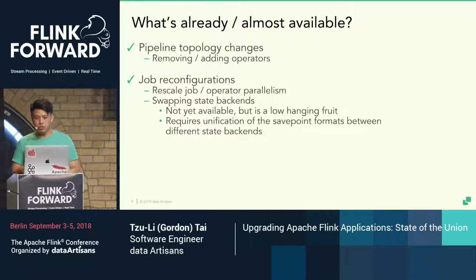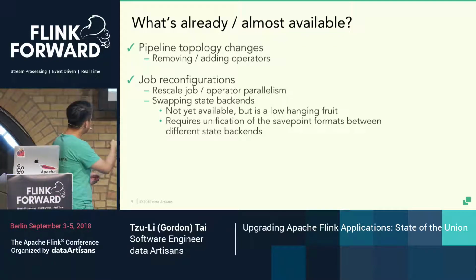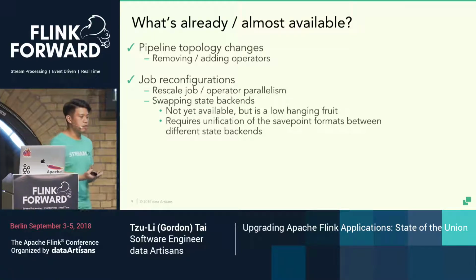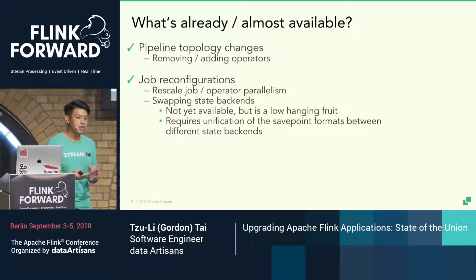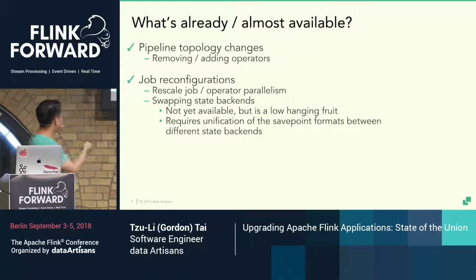Okay, so what's already, or let's say almost, available? Since 1.3, you could already change the operators in your topology. For example, you could remove operators or add new operators. Even if you change a series of chained operators and the sequence of the operators, the state restore will still work as long as the operator UIDs match. On restore, it would find operator state and the operator that needs to load this state by matching UIDs. So this is already available.